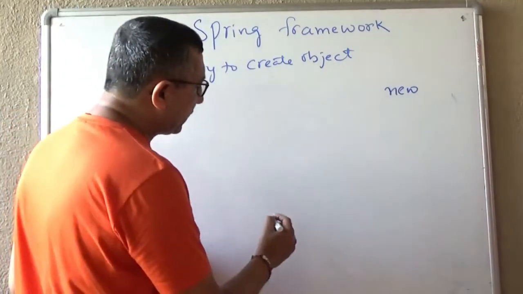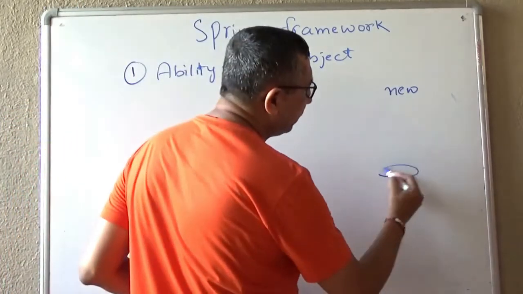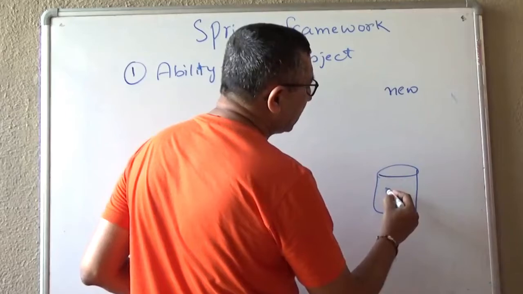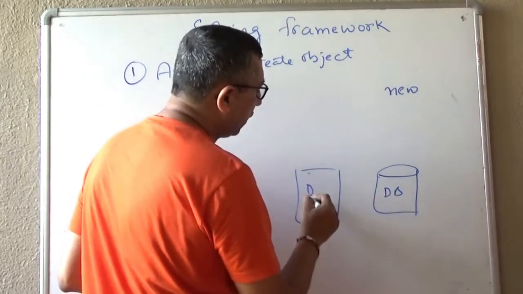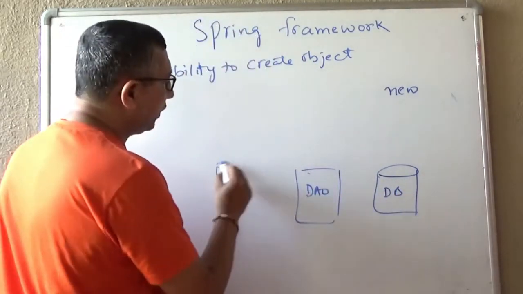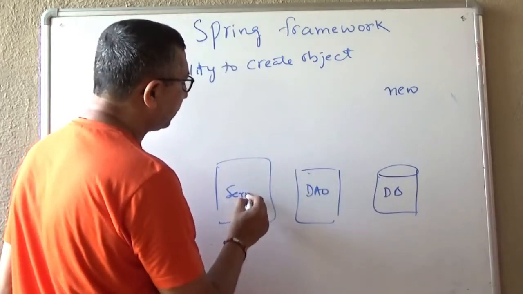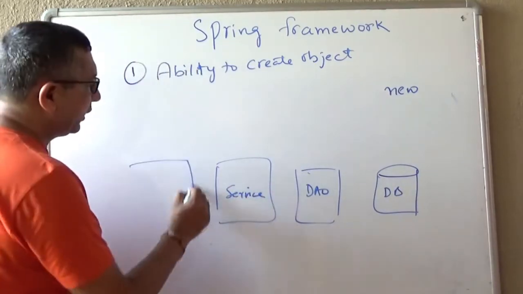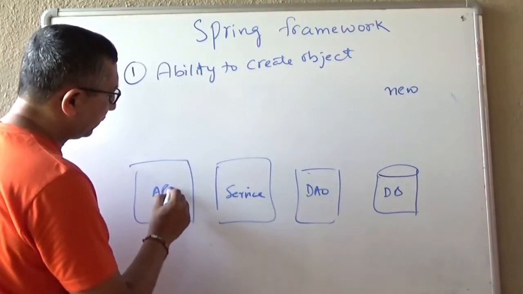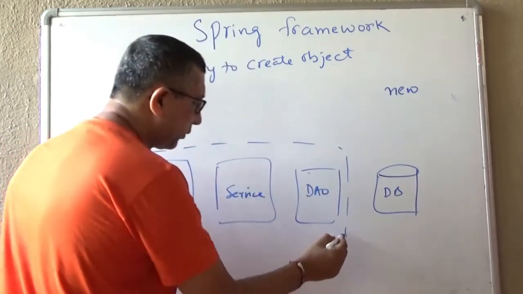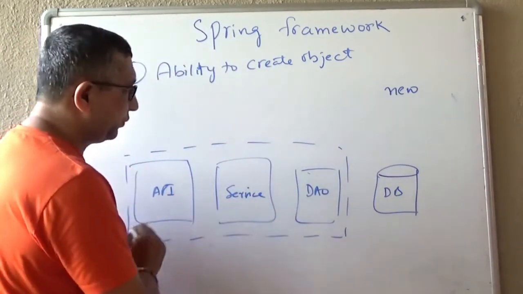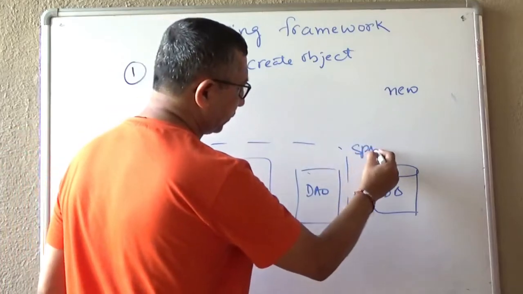Just to take an example, let's say a very standard web app architecture: there is a DB, we write a DAO layer, we write the service layer, and we write the API layer. Okay, this is where usually Spring would come and sit.